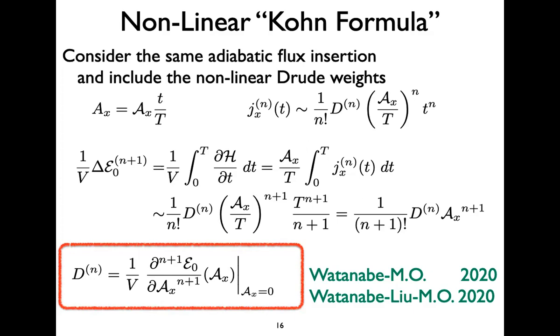So the n-th order Drude weight is given by the (n+1)-th derivative of the ground state energy with respect to the vector potential. The ground state energy is a function of the vector potential. Of course, if you put n equals 1, this reduces to the very well-known Kohn formula. But for the second order Drude weight, you need to compute a third order derivative. For the third order Drude weight, you compute a fourth order derivative and so on. So the final expression is very compact, and this is our generalization of the Kohn formula to nonlinear Drude weight.